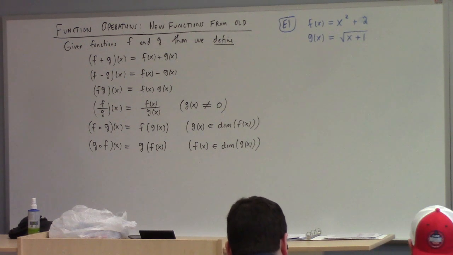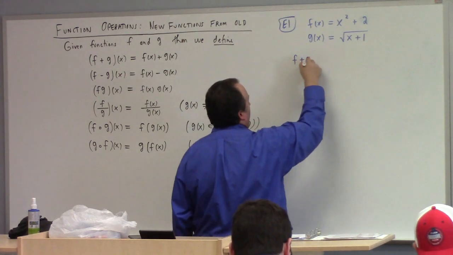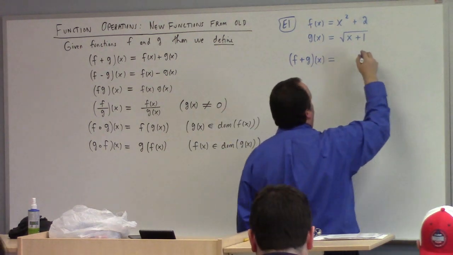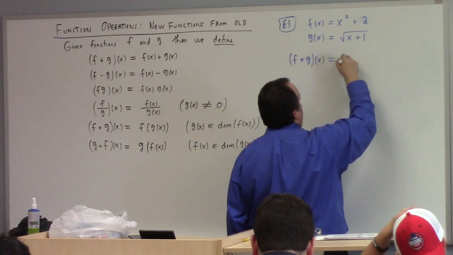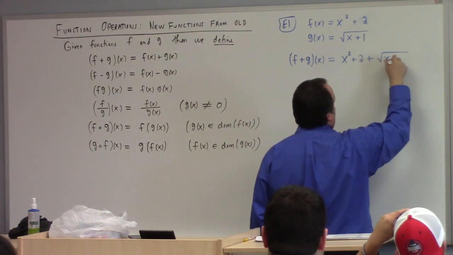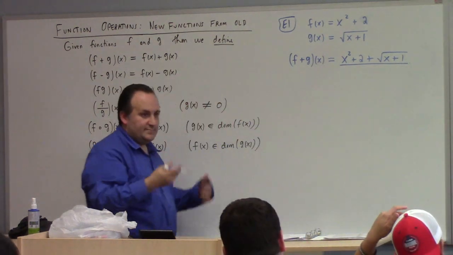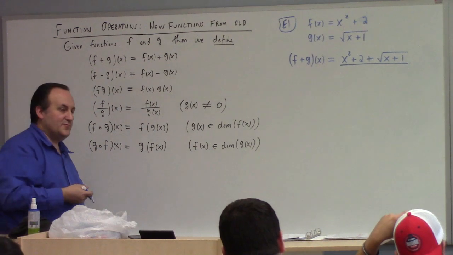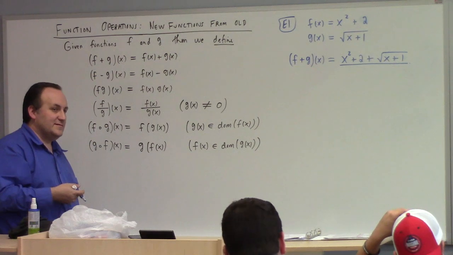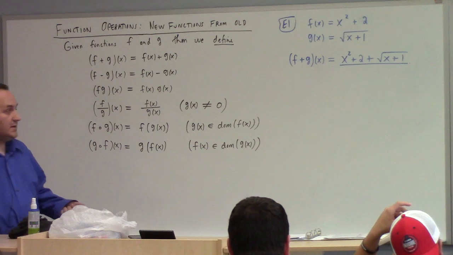So what would f plus g of x be equal to? It is x squared plus 2 plus the square root of x plus 1. Correct. And so you're like, okay, is that it? What's the point? Well, the point is we can do this. We can add functions.